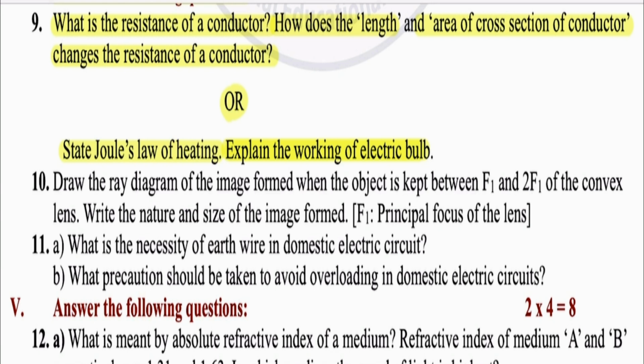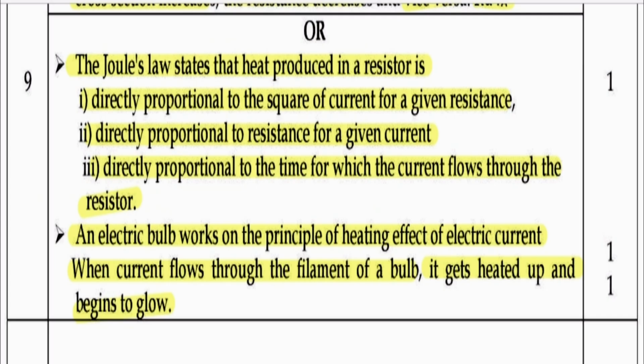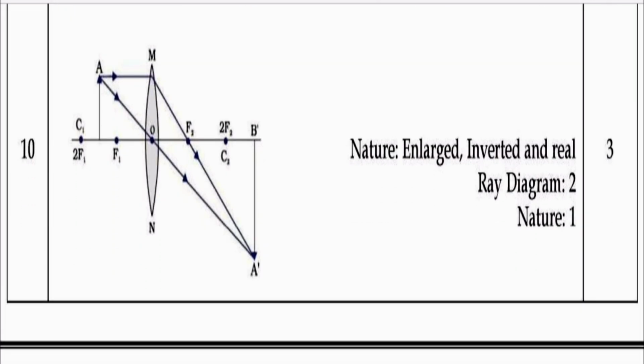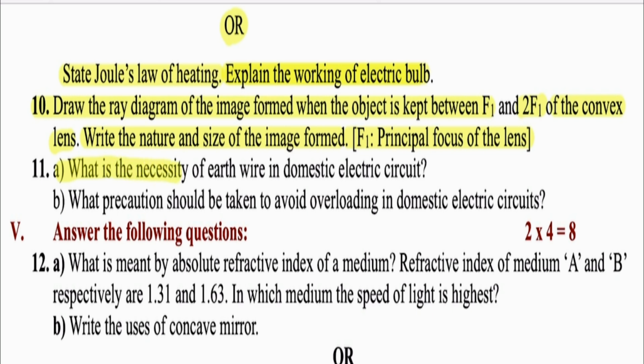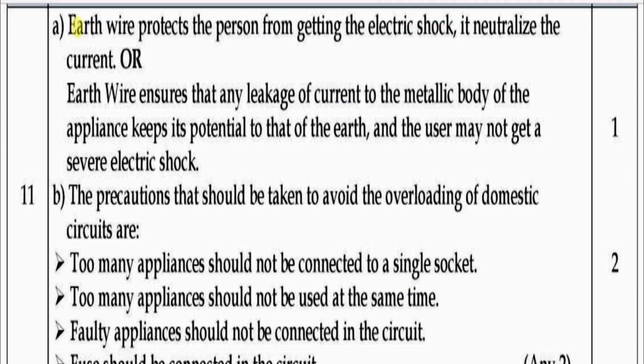10th question. Draw the ray diagram of the image formed when the object is kept between F1 and F2 of the convex lens. Write the nature and size of the image formed. F1 is principal focus of the lens. Here this is the image and the nature is enlarged, inverted and real. 11th question. What is the necessity of earth wire in domestic electric circuit? Earth wire protects the person from getting the electric shock.